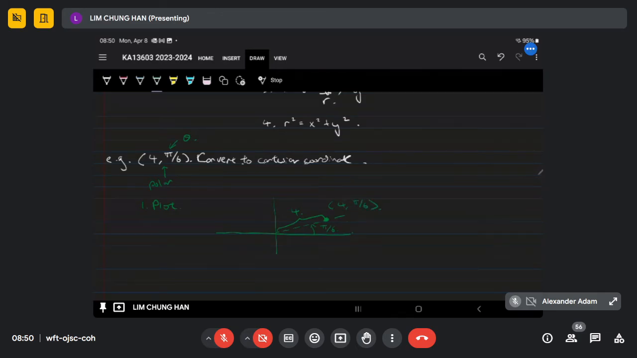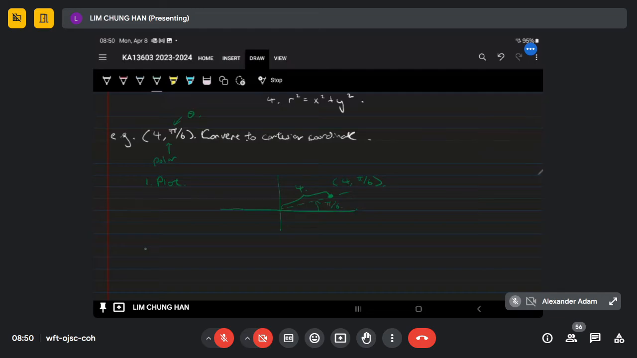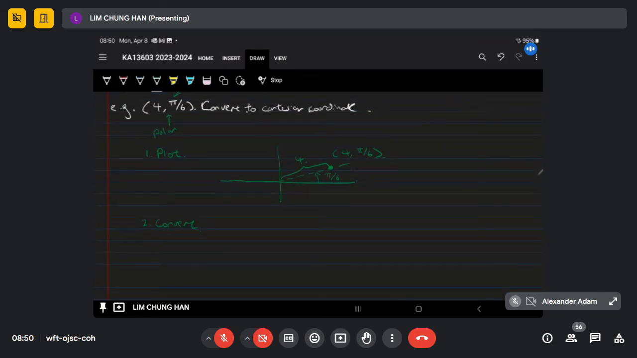Okay? So next, you convert. Okay? Always plot before you convert. All right? So how do you convert? When you do conversion, basically you want to go from r and theta to x and y. Okay? So you want to make sure you fully eliminate the r's and thetas, and you want to be left with x and y's.